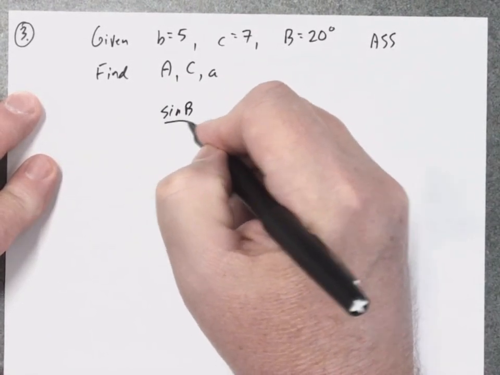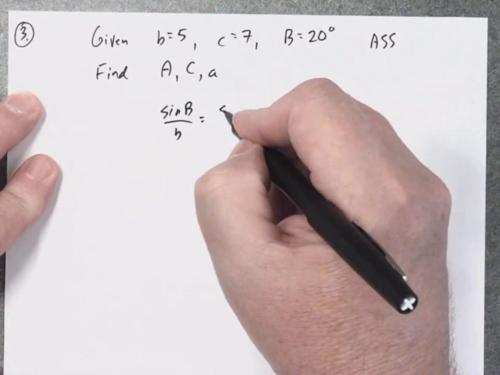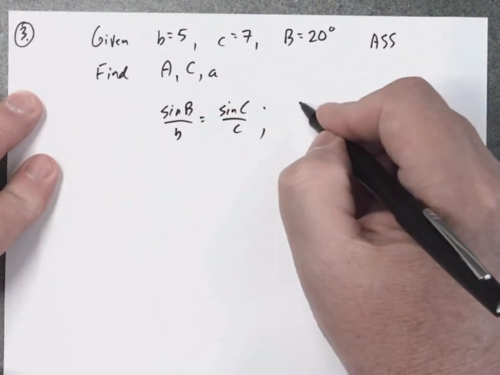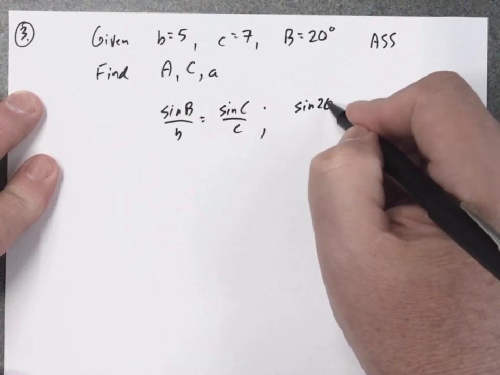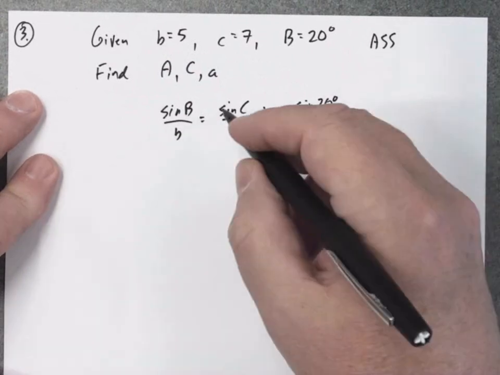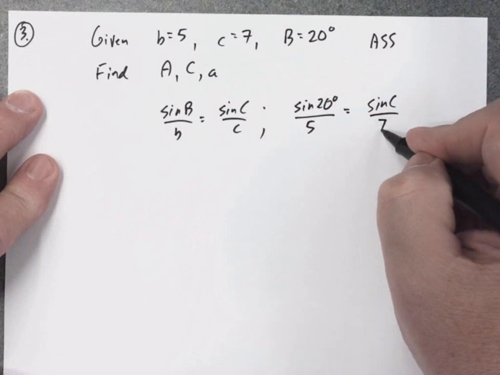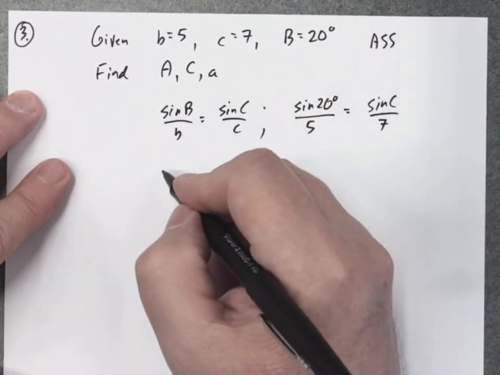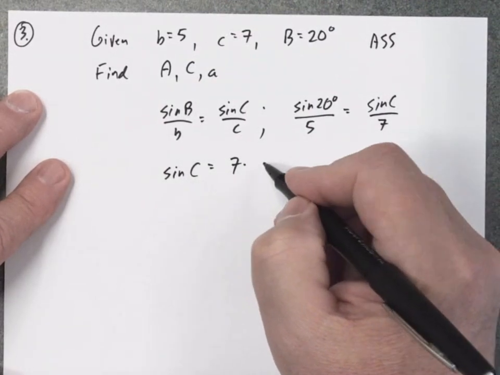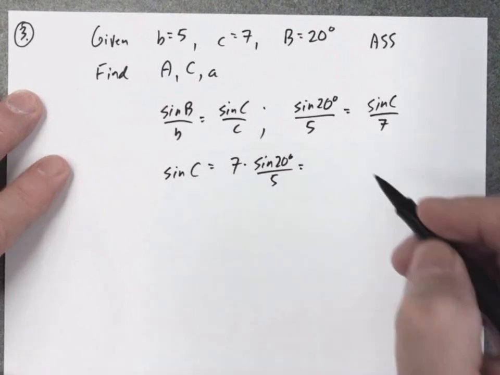sine of B over side B, and I need to couple it with C since I know side C. So I fill in angle B is 20 degrees, side B is 5. I don't know angle C, but I know that side C is 7. So I can now solve for the sine of C, and it's going to be 7 times the sine of 20 degrees over 5.